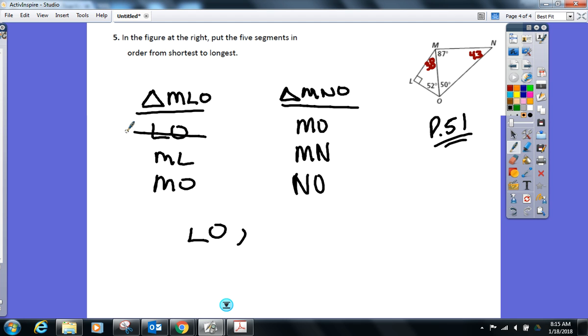Okay, that's gone. What's shorter, ML or MO? ML, right? It's right here. It's still the shortest side, ML. What's up next? Now it's MO, yep. And now we can go in order. Next side, MN, and the longest side in that diagram, NO.